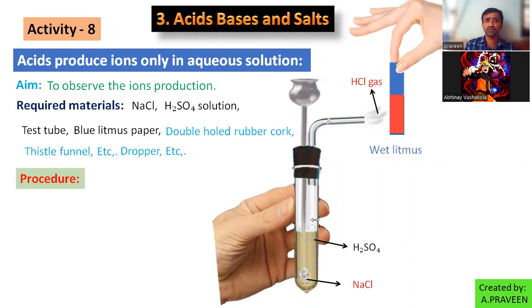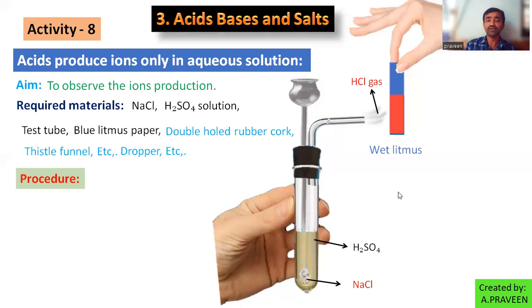No ions. Right? We can realize that from the previous activity. What is the previous activity? Activity number 7. Already I observed that on adding HCl into water, ions are produced. If you take HCl gas, it does not conduct electricity because there are no ions present in the gaseous form. Only on mixing that gas or the liquid HCl into the water, on dilution, can they produce ions.